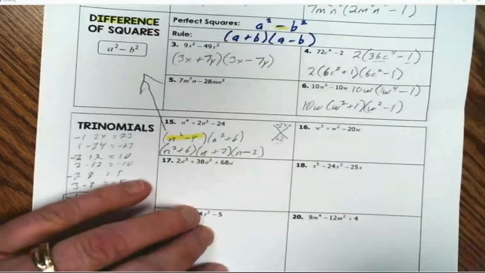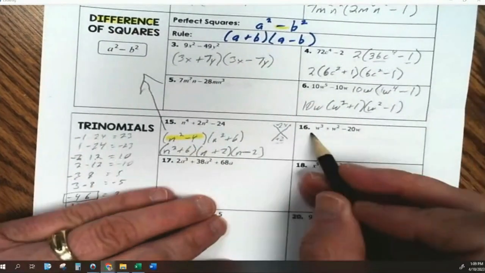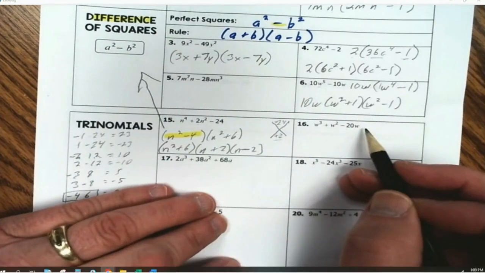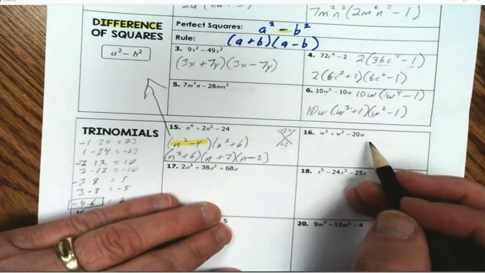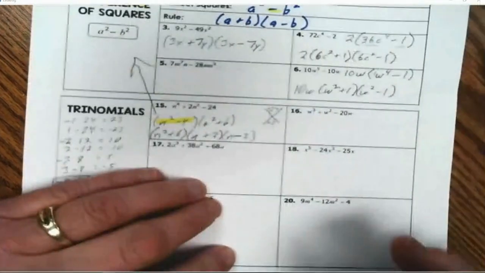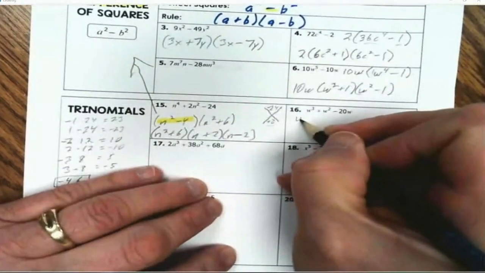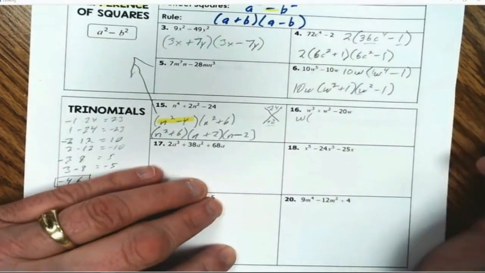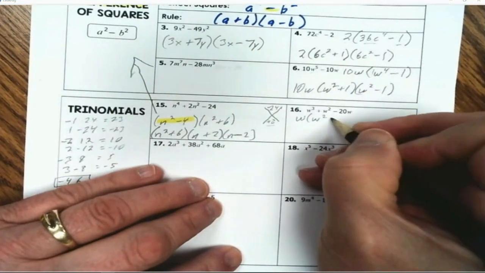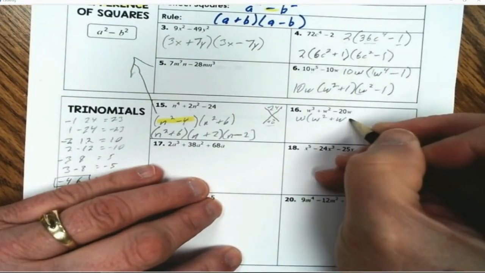Let's look at this one over here. This is a little different. We got w to the third plus w to the second minus 20w. Well, the first thing I see is we have to go back to rule number 1. Does it have a common factor? Yes, it does. So we take out a w because it all has a w. That leaves us with w squared plus w minus 20.